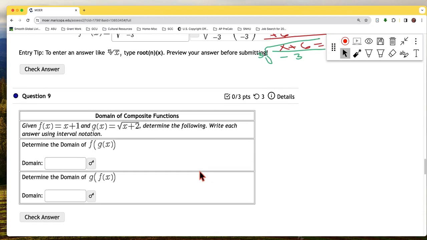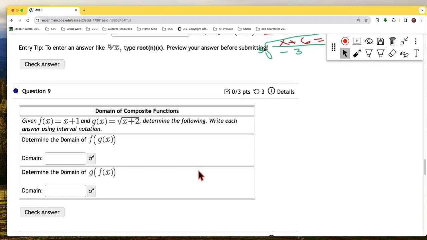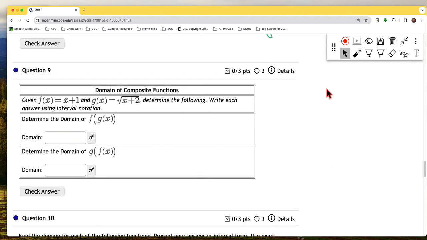Domain of composite functions. A composite function is one function, as you can see here, getting plugged in to become the input of the other function. Now there's two things we have to check. We have to first check the domain of the function that is being inputted, the input function, because x goes in here first. So for this first part, we'll call this A, we'll call this B.